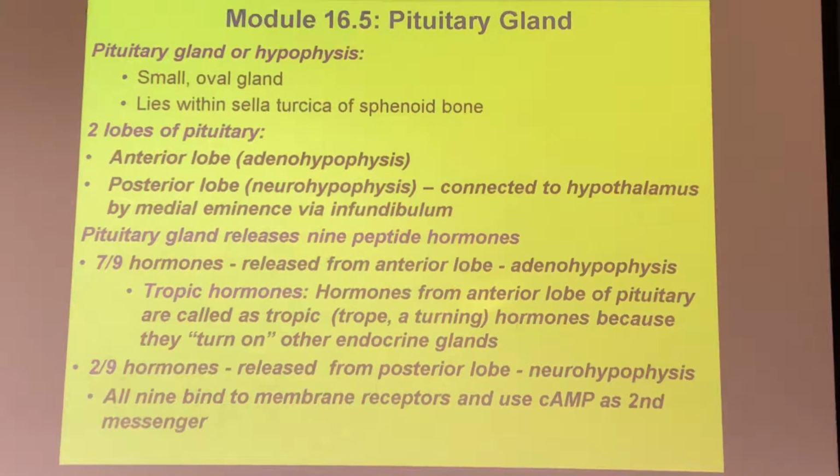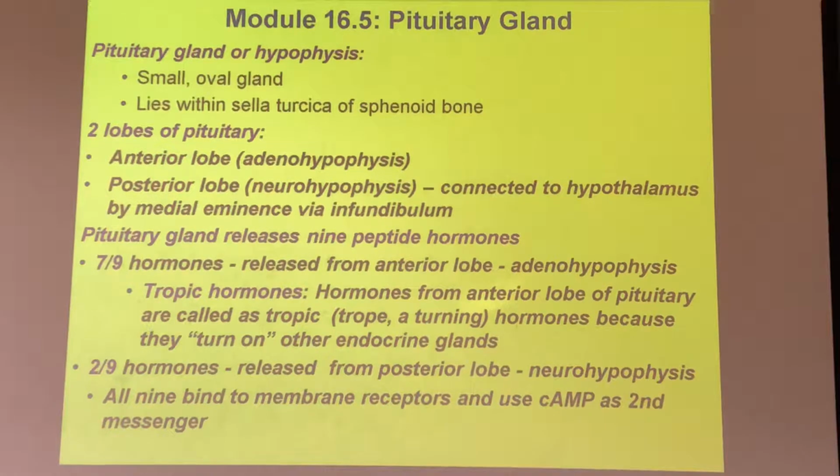The pituitary gland releases 9 hormones. As I mentioned, they have an anterior lobe and a posterior lobe, and within these two lobes they release 9 hormones in total. Out of those, 7 of 9 are released from the anterior lobe, or adenohypophysis, and these are called tropic hormones. Trope means they turn on, basically. Turning on means they start the reaction. So these are turning on hormones because they turn on the other endocrine glands. If something has to happen to the adrenal gland, they turn on those. Therefore they are called tropic.